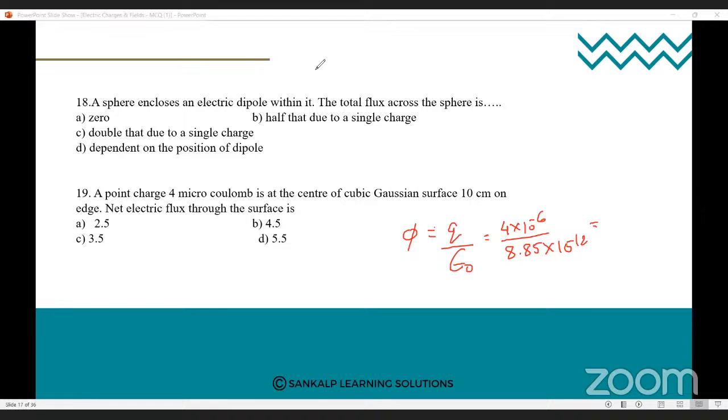Yes, Kajal, correct answer. Other students, option B. So the simplification part, please carry on. You will get it as 10 to the power of 5. And if you simplify this part, it is 4.5 into 10 to the power of 5. Yes, everyone, option B.